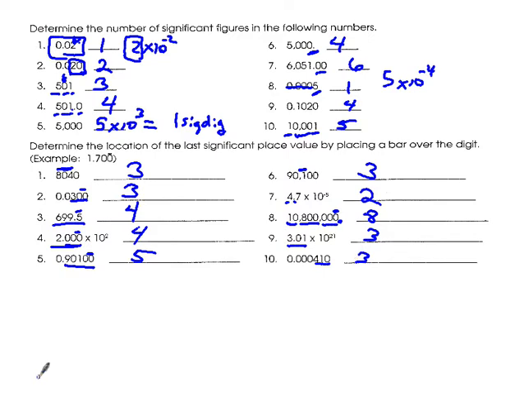Now the other question would be, how would we use this information? How would we actually apply the significant digits? Well, there are two things that you need to know when you're using it: when you're multiplying and dividing, or adding and subtracting.